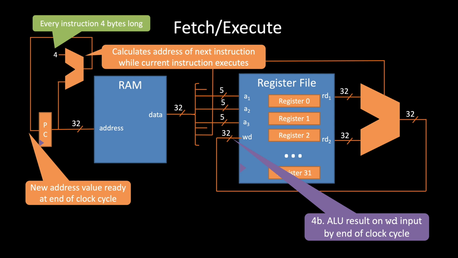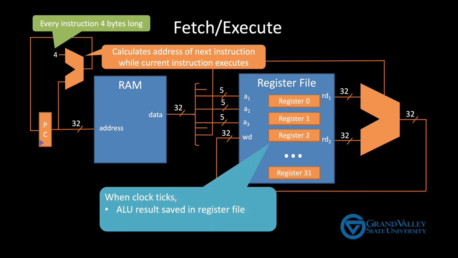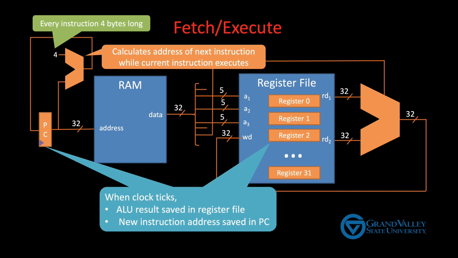So now, when the clock finally ticks, both the ALU result and the new instruction address are saved in their respective registers, and the process begins again. The next instruction is executed, the instruction after that is fetched, and so on. This process of fetching and executing instructions is called the fetch-execute cycle.